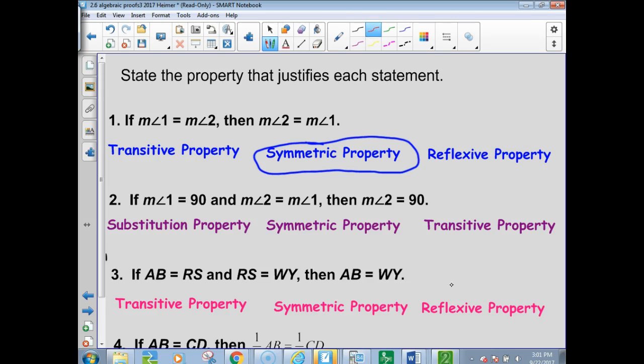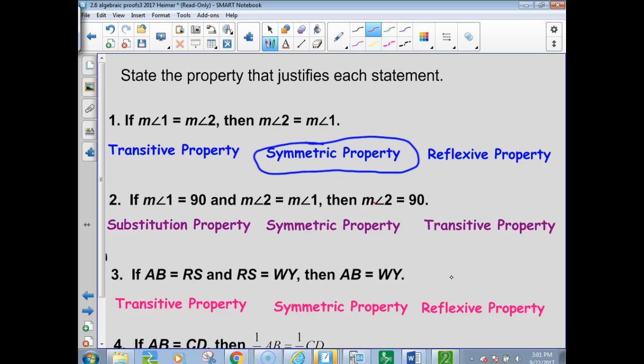Okay, let's see if you guys can identify these. If the measure of angle 1 is 90, and the measure of angle 2 equals the measure of angle 1, then the measure of angle 2 is 90. Oh, I love it. Who said that? Substitution. That is the correct one.